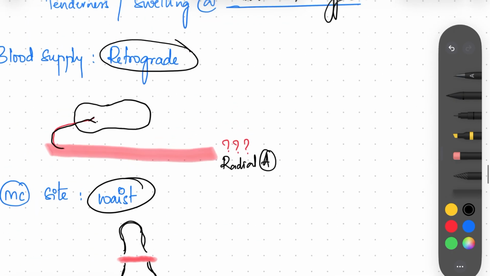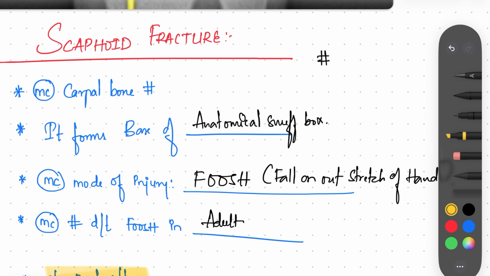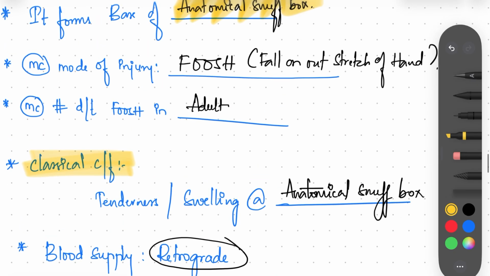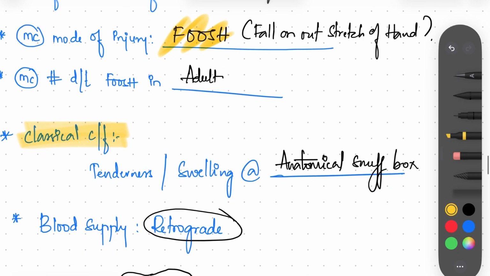So let's revise quickly. I got my yellow marker to highlight. This is the most common carpal bone fracture. Then it forms the base of the anatomical snuff box. Then the most common mode of injury is PUSH. And you know the full form of PUSH. Be happy. Whenever people ask what is the most common injury, you should say PUSH, and when they ask what is PUSH, you will get some extra points, like, okay, I know some extra, I'll teach you, come.